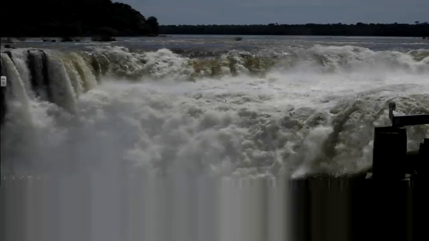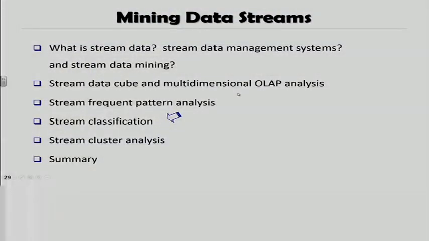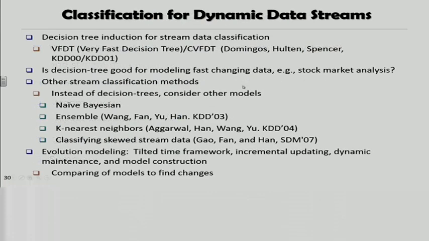So this is another stream. Let's look at another line: stream classification. Stream classification means you have a classification model constructed. For example, when you see people doing online transactions, selling or buying something, you want to say what kind of people will buy this and what kind of people will sell other things. So you want to get a classification model.